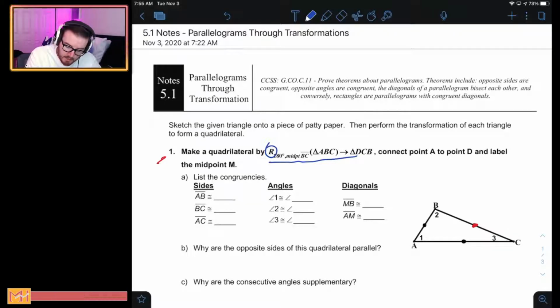So here's triangle ABC. I want to try to get this to lock in place. Okay, why does it hate me? A, B, C. There we go. Good enough.